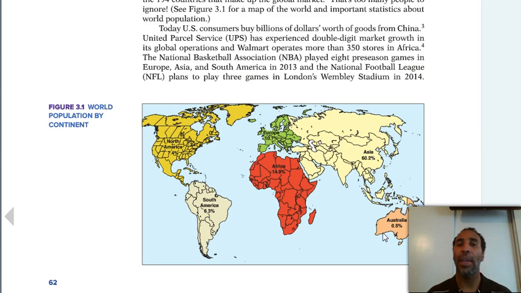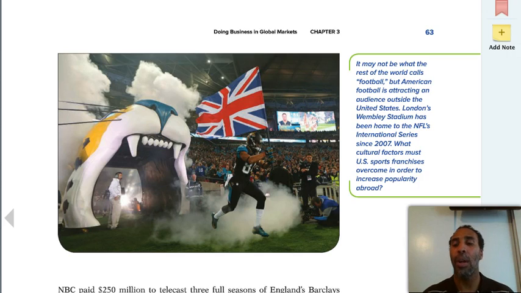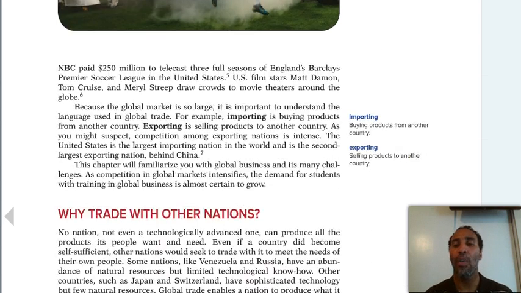And that feeds into the factor of what companies do. Like the National Basketball Association, the NBA, played 8 preseason games in Europe, Asia, and South America. They want to feed that market and get an even bigger base in terms of who watches the NBA and who purchases things as well. The National Football League, the NFL, plans to play 3 games in London's Wembley Stadium. They sell out events there all the time, whether it be football, as they call soccer over there, or boxing. So companies have to diversify and go out into the global market.